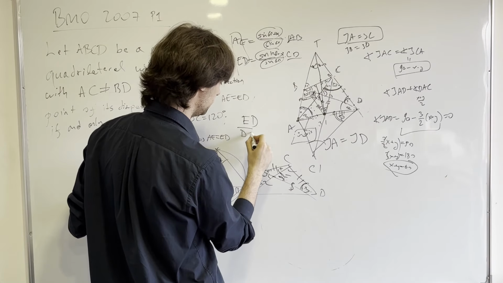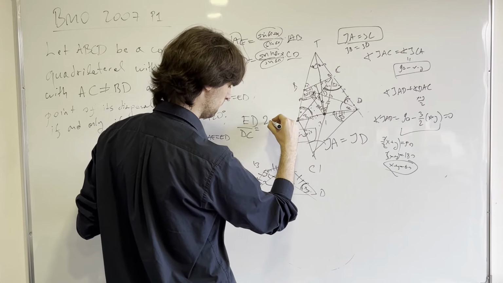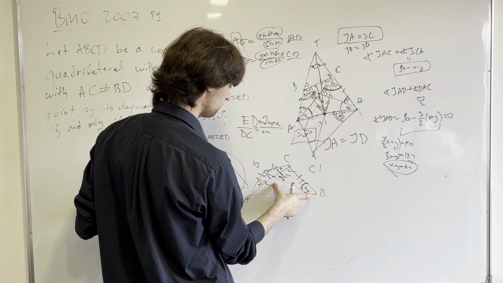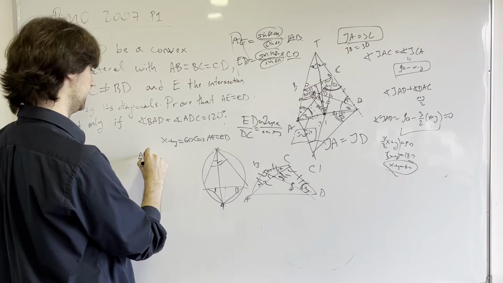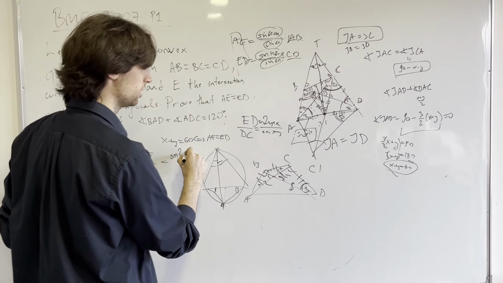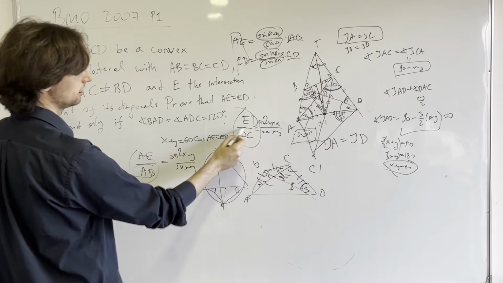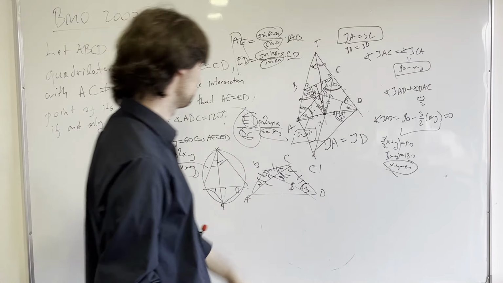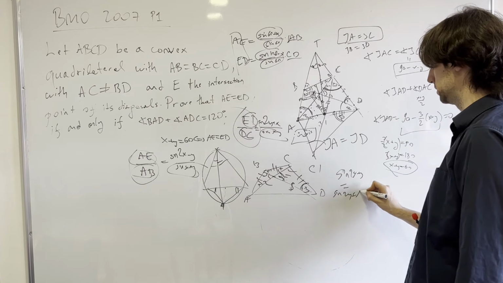You would get that ED over DC is equal to what? Opposite ED is going to be 2y plus x, sine of this, over this sine of x plus y. And on the other hand, AE over AB is going to be sine of 2x plus y over sine of x plus y. This is equal to this because AB is DC, ED is AE. Sines of x plus y cancel out, and we're left with sine of 2x plus y is equal to sine of 2y plus x.